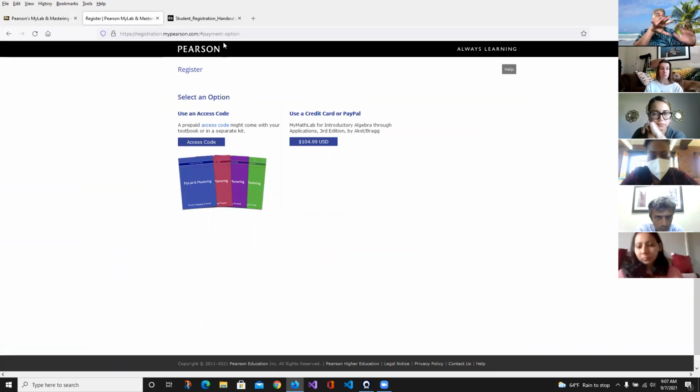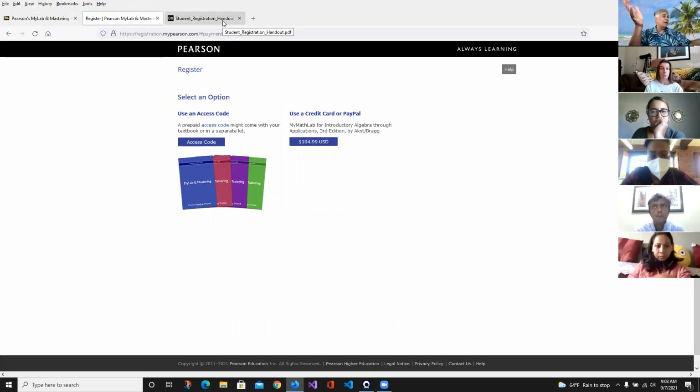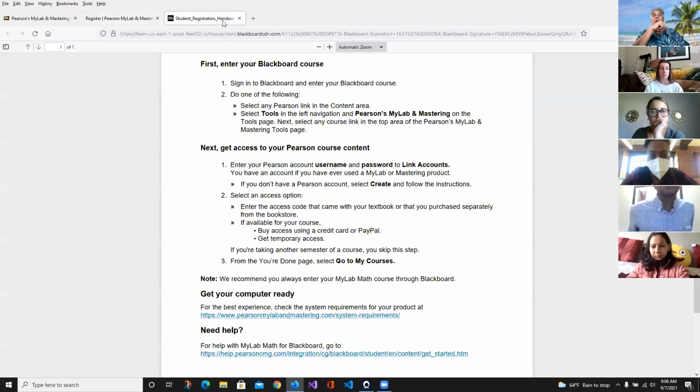Now, if you've never used this system before, Pearson My Math Lab, like any other website that you encounter, this is 2021. I'm sure you've registered on websites before. You're going to need to create an account. So the next thing that you're going to do is get access to your student Pearson account, enter your username and password to link accounts.